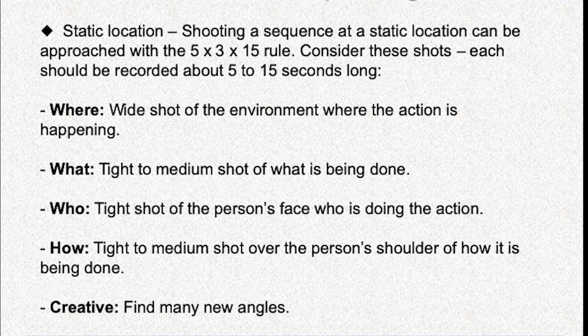Each should be recorded about 5 to 15 seconds long. So every time we take a shot, every time you hit the record button, record for about 5 to 15 seconds. And the 5 shots are this. First of all, where? This is a wide shot of the environment when the action is happening, right? We want to see the entire space.